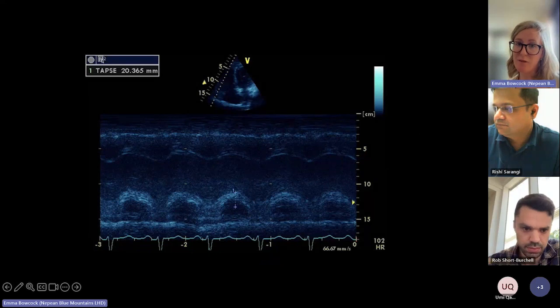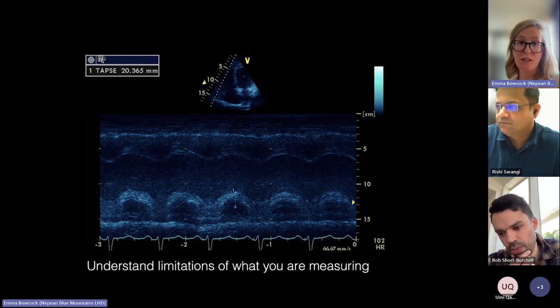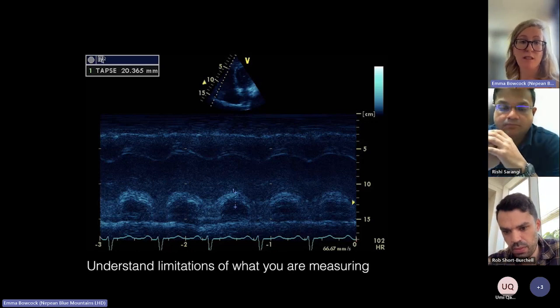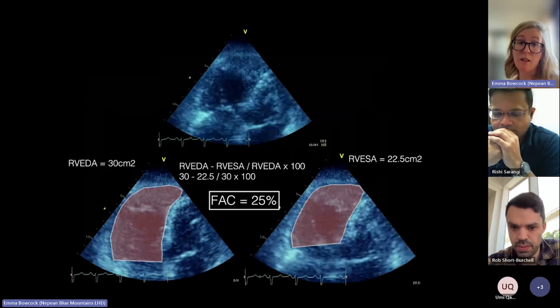So the TAPSE on this lady was normal, it was 20, but of course we know that looking at this RV is absolutely not normal, and that's the key thing to recognize. And this is what I'm saying about the definitions being messy. I think RV dysfunction is just messy. You're going to have patients that have this discordance because of the pathophysiology of the RV dysfunction. They're going to have this discordance in their parameters, so never hang your hat on one measurement, which then makes it messy for studies and inclusion criteria.